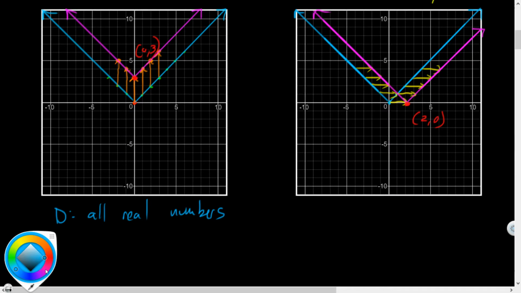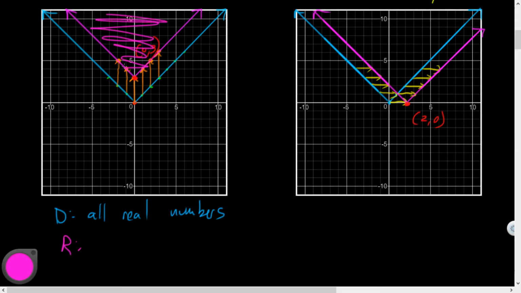And what about the range? What are the possible y values? If I smush this all to the y-axis, it would be everything from 3 and up, right? For the purple graph's range. So I'm going to call that the set of all y such that y is bigger than or equal to 3. So it did actually change the range of the parent function.